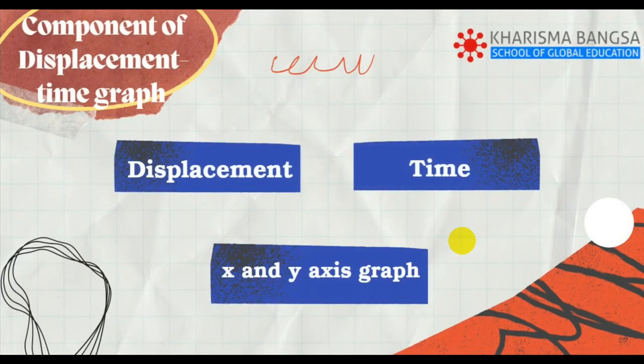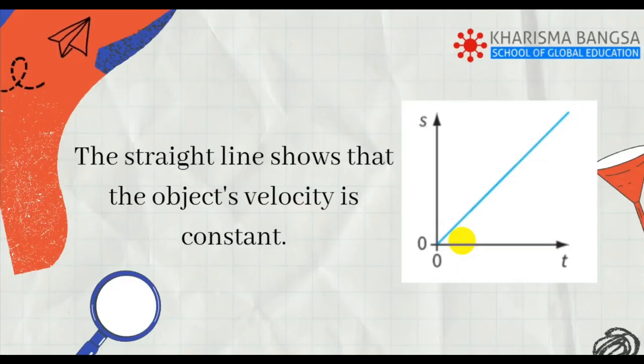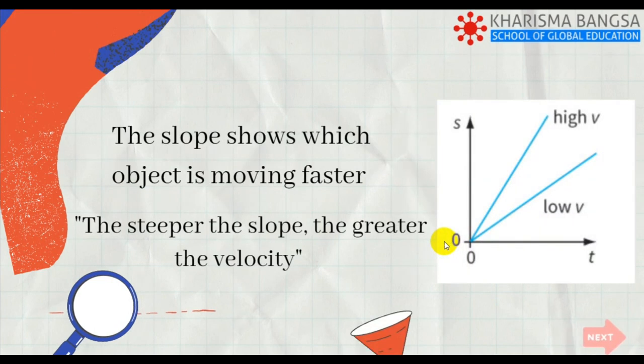There are 3 components of displacement time graph. They are displacement, time, and x and y axis graph. Look at this graph. The straight line shows that the object's velocity is constant. Next, the slope shows which object is moving faster. The steeper the slope, the greater the velocity.